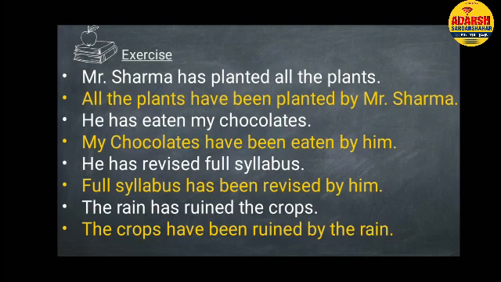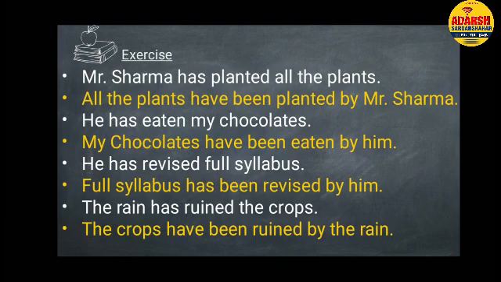Now next is the rain has ruined the crop. Here, the crop has been ruined by the rain. We change it in the same way which we have done in these three sentences. Here the rain is our subject, the action, our verb, is ruined, and the crop is our object. So we put the crop in the place of our subject, and the rain in the place of our object, and we put by before our object and use the verb's third form, which is already used in its active form.